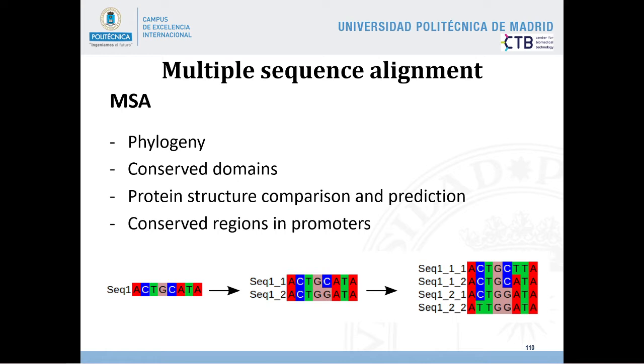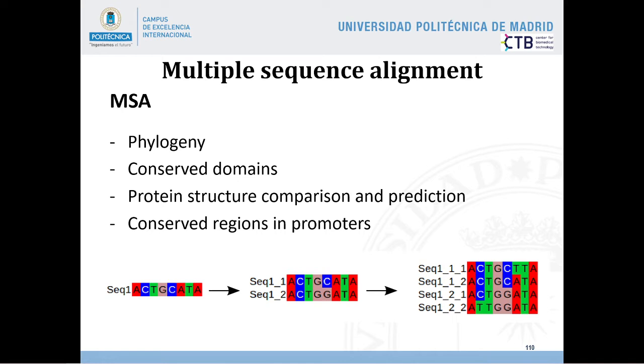As you can see here in this slide, some of the things we make multiple sequence alignments for are phylogeny, that is the study of the evolutionary relationships between different organisms, to see which domains are more conserved, so they have, for example, a stable function, or a really important function in some organism.